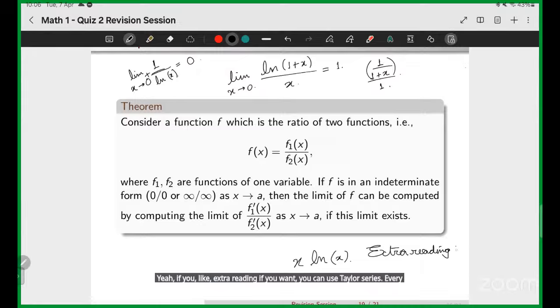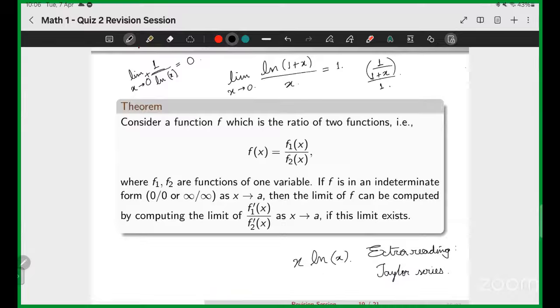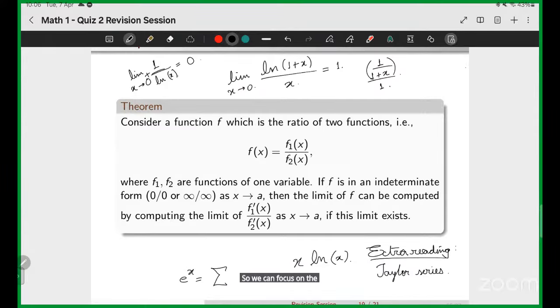Every analytic function has something called a Taylor series expansion. So e to the x has this. Did I miss something in the lecture? Was this taught? No. So this is completely not in the syllabus, and for the course you'll not be needing this. Since we should focus on the course portion first.